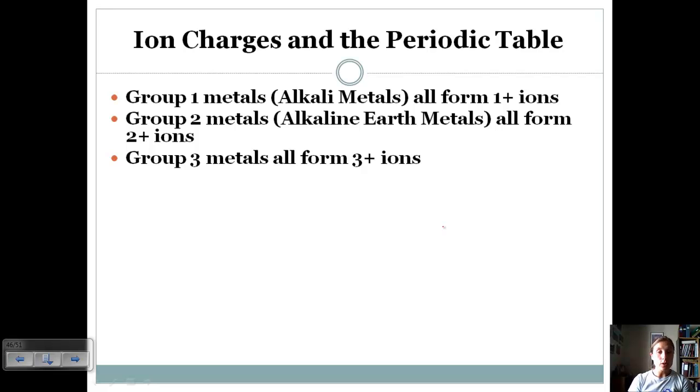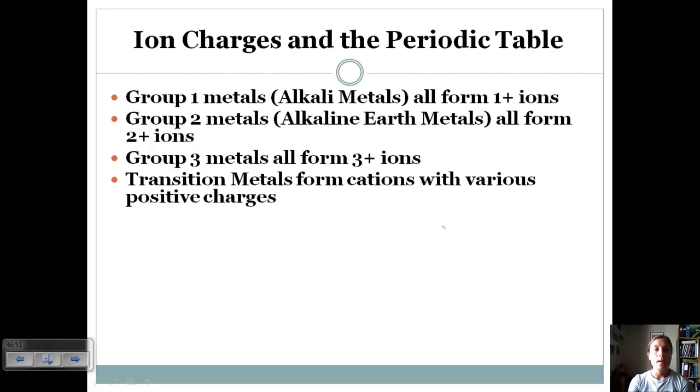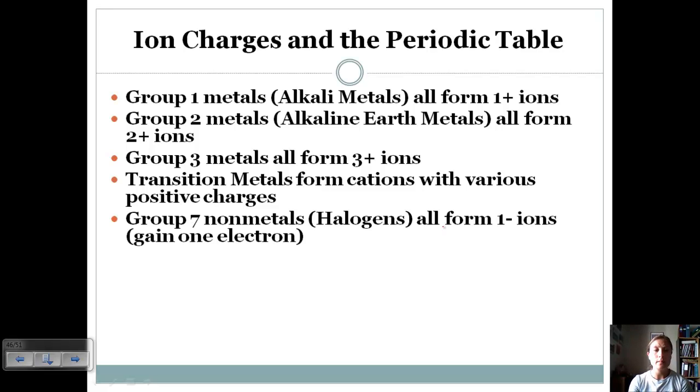Remember, we're going to skip those transition metals in the center and go all the way over to group 3, and we'll look at a picture of this in a second. Group 3 metals all form 3+ ions because they all lose 3 electrons. Transition metals form cations with various positive charges, so when we get into those, we'll talk about how to figure out what type of cation they form. Now let's skip over to the nonmetals.